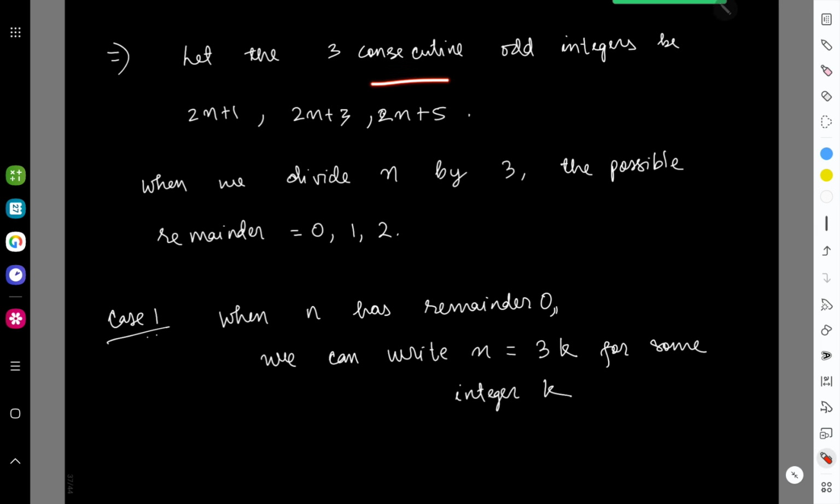Let the 3 consecutive odd integers be 2n plus 1, 2n plus 3, 2n plus 5. When we divide n by 3, the possible remainders are 0, 1, 2. You can write on the side, by Euclid's division lemma.